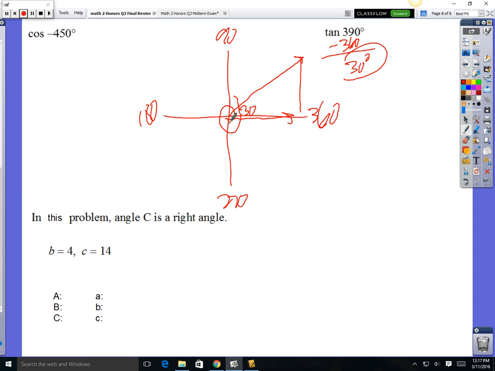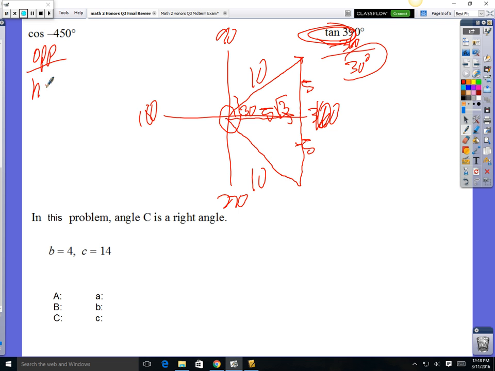And 30 is, we just did one half of equilateral. So we go 10, 10, 10. So that piece is 5, that piece is 5. This one's positive, this one's negative. And in the middle is going to be 5 square roots of 3. Okay, then tangent. So tangent's going to be opposite over hypotenuse. And this is where you're going from. So opposite is 5. And hypotenuse is 10, so it's going to be 1/2.